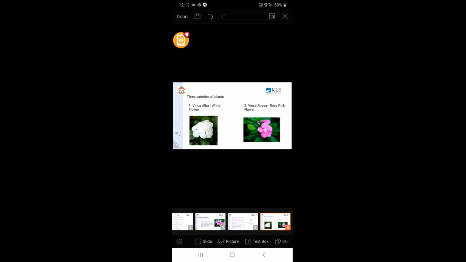Normally we find three types of vinca plants. First is Vinca alba, which has white color flowers. Second is Vinca rosea, which has pink color flowers. And the third is Vinca oculata, white flowers with purple center.